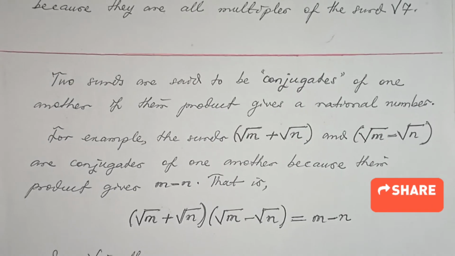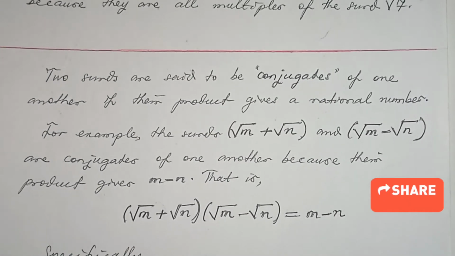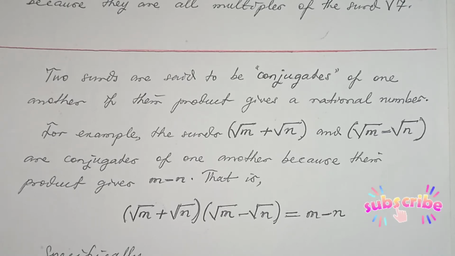Now let's move to conjugate sorts. So when are two sorts said to be conjugates of one another? Two sorts are conjugates of one another if their product gives a rational number. So if you want to check whether or not two sorts are conjugates of one another, all you have to do is to multiply them. If the result of their product gives you a rational number, then those sorts are said to be conjugates of one another.